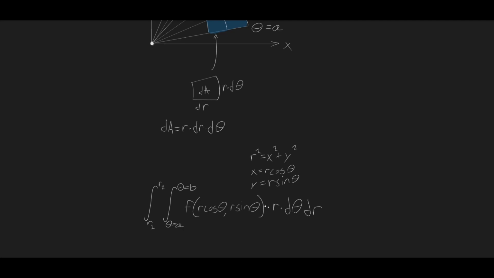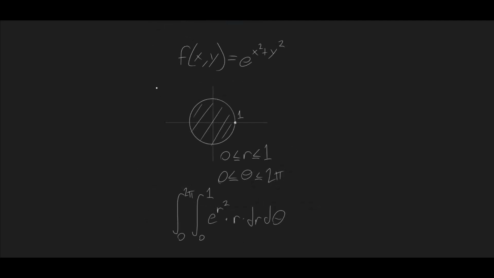And then we're going to multiply that by the r, since remember that dA, our small element of area, is equal to r times dr times d theta, and that's what we see here, r d theta dr. So this is what we're going to use to solve our integral for these special regions. So let's go ahead and look at an example.